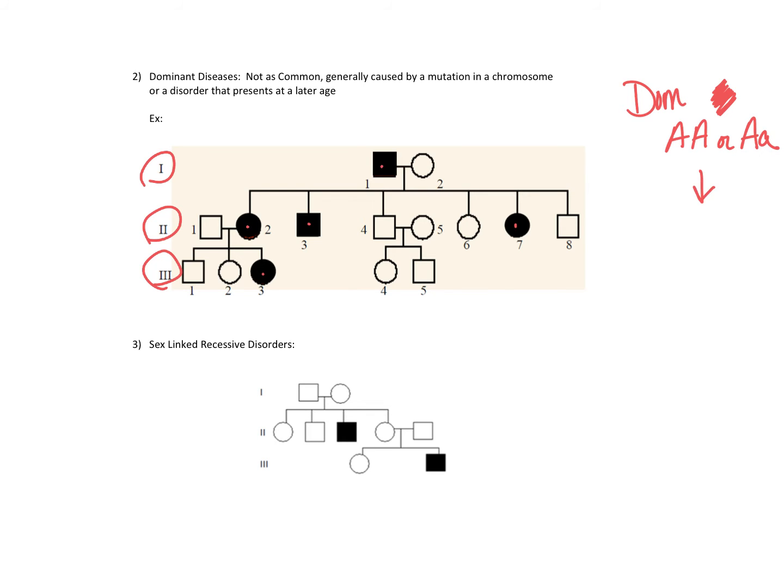Therefore, I can determine that the blank squares and circles are going to be little a's. So that's the easiest place to start, is always with the 2 little letters. So I can go then and I can label every non-shaded box 2 little a's.